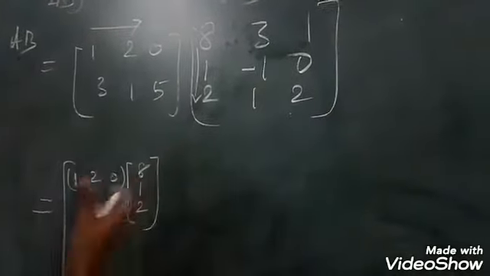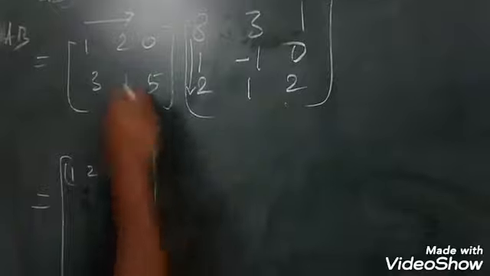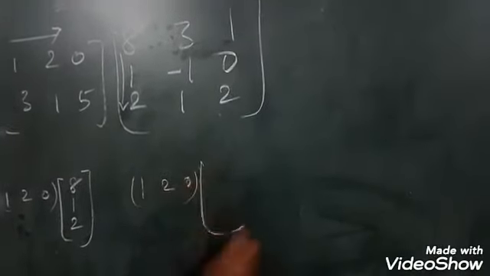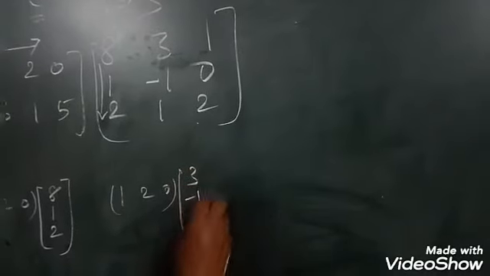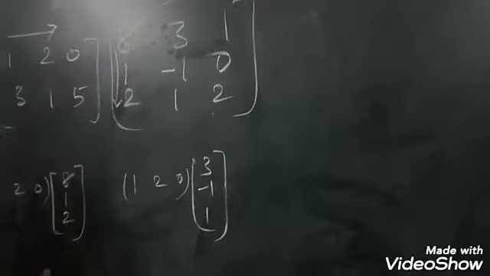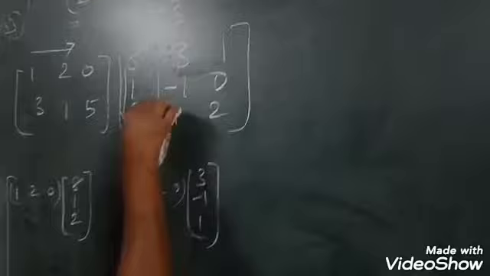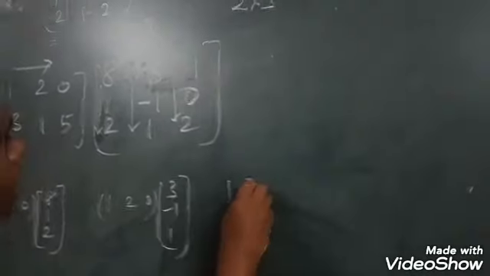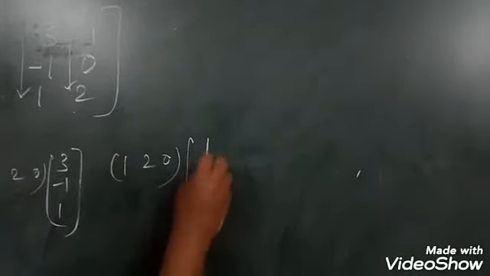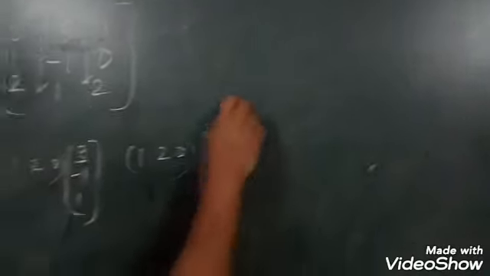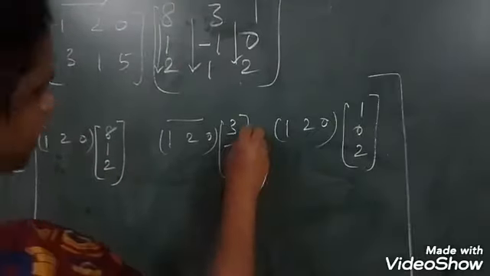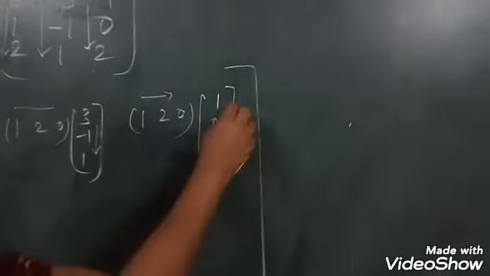First row first column first element, then first row second column: 1 2 0 first row, then second column 3 minus 1 1. Have you all understood the step? First row second column, then first row third column. What is the first row? 1 2 0, then here 1 0 2. See, first row first column, first row second column, first row third column.